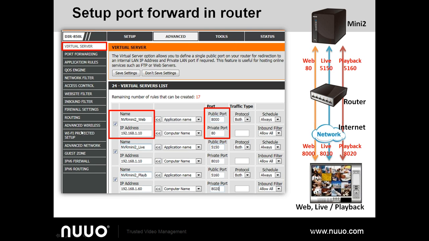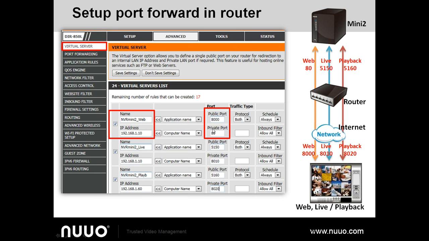Key in the name, the private IP address of the device, and set up the public port and the private port. For example, the NVRMe2 private IP address I set up is 192.168.1.10, and the public port is 8000, and the private port is 80.